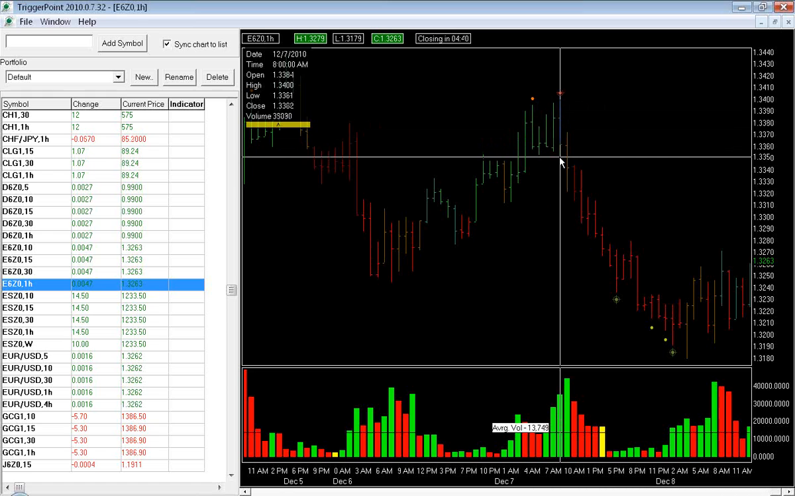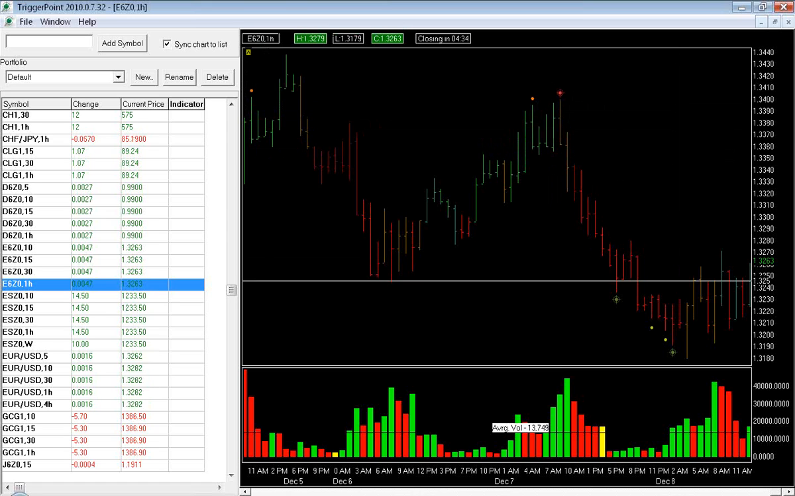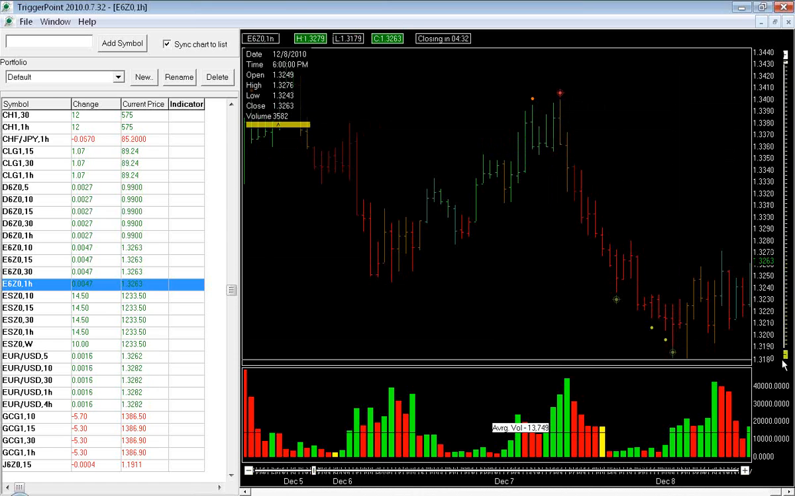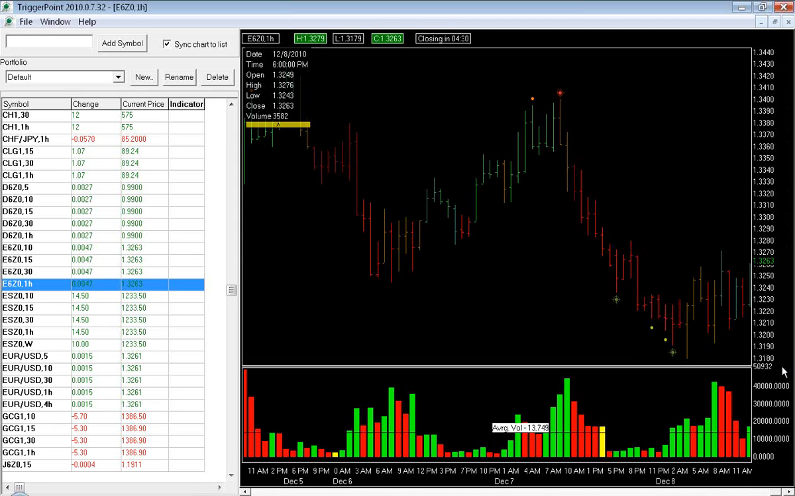And then the key is the continuation to the downside and follow through. So I hope this little demonstration is very helpful, and I hope to do more illustrations and show you the setups for trigger points.